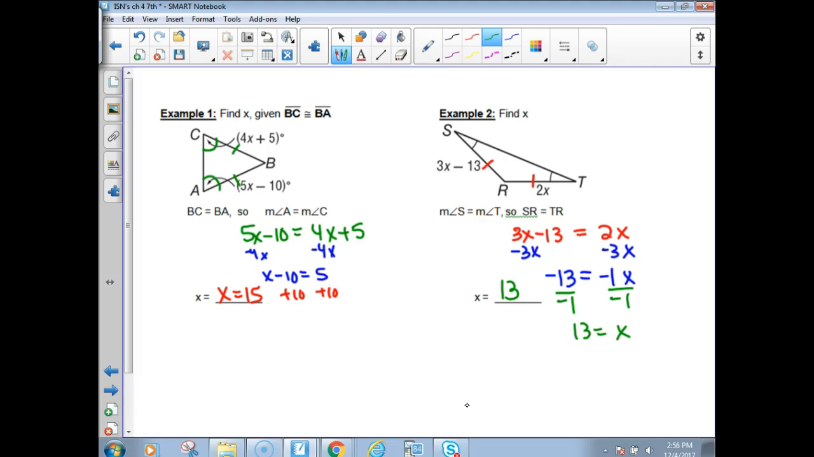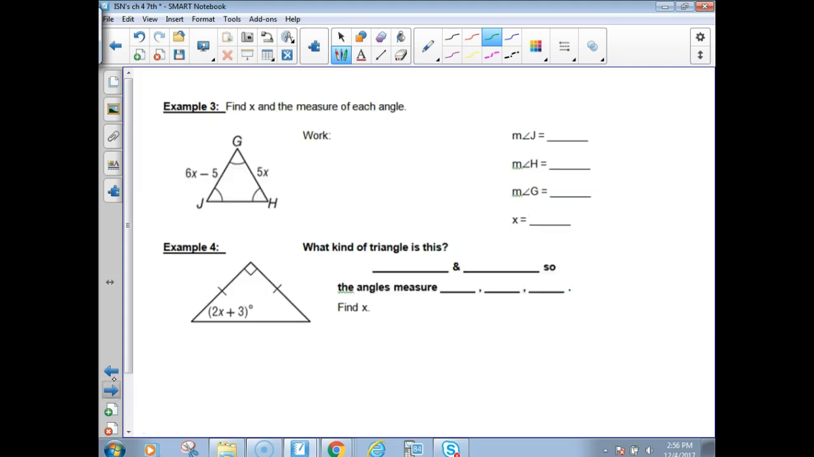All right, now example 3. Find x, the measure of each angle. Well, how big are each of these angles if this is marked that they're all three the same? If all three angles are equal, they're all 60. If the angles are all the same, then the sides are all the same.